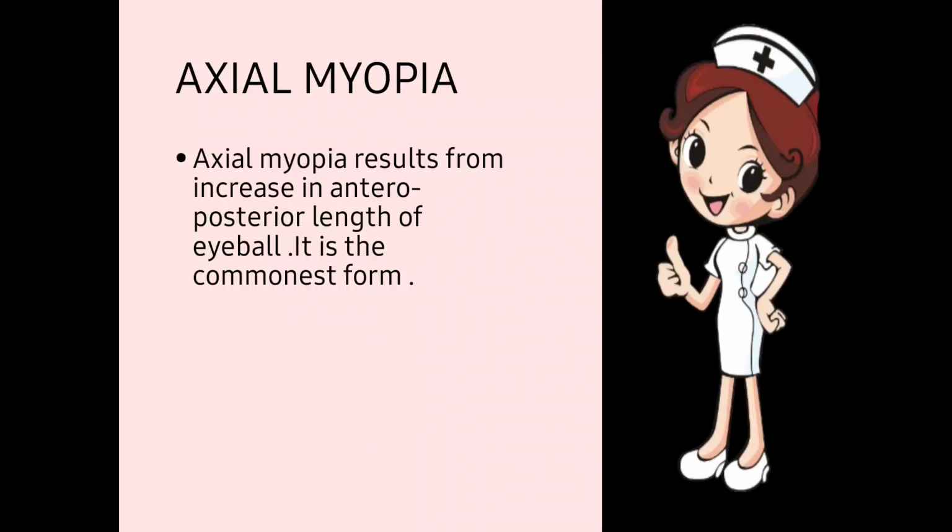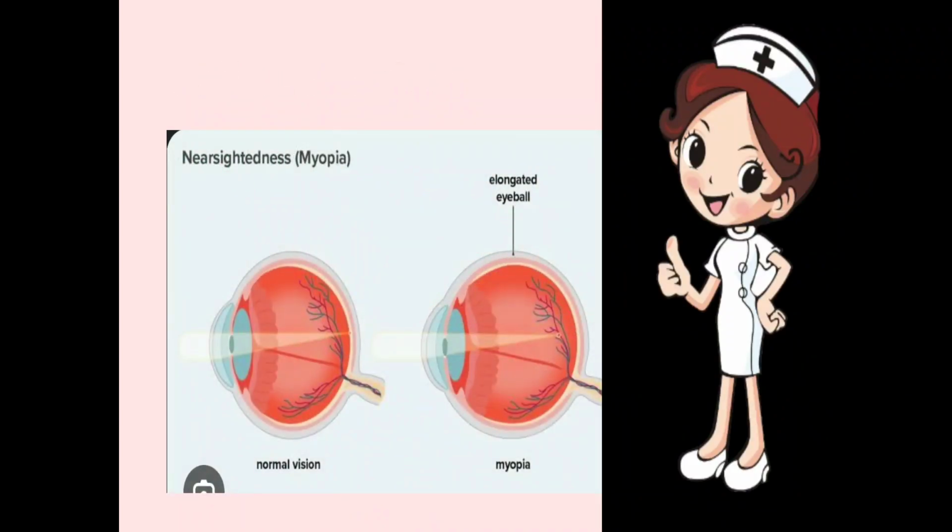First one is axial myopia. Axial myopia results from an increase in the anteroposterior length of the eyeball and it is the commonest form. Anteroposterior means from anterior to posterior. This one is the length of the eyeball and this one is the normal, and in this case the eyeball gets elongated. Due to the elongated eyeball, the rays of light will focus at this point.